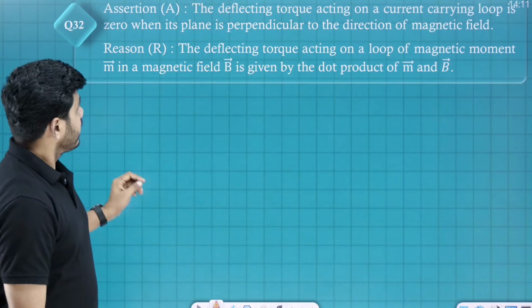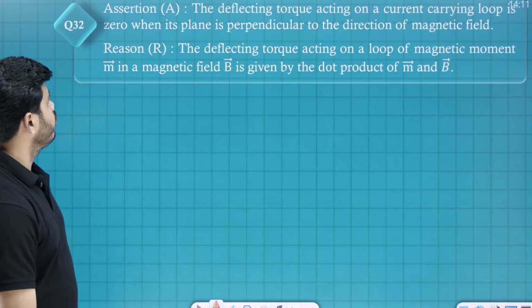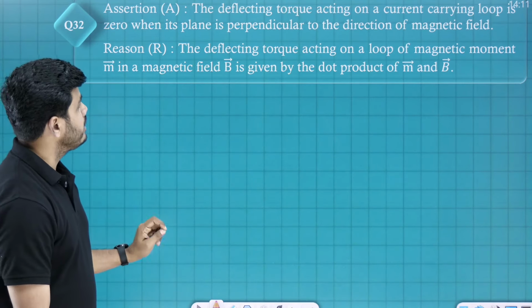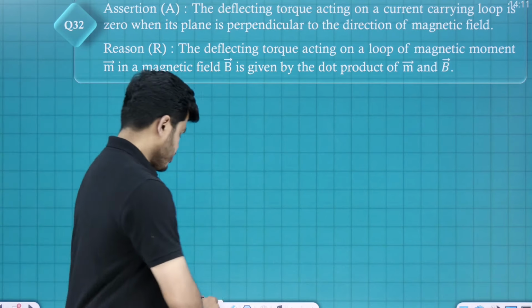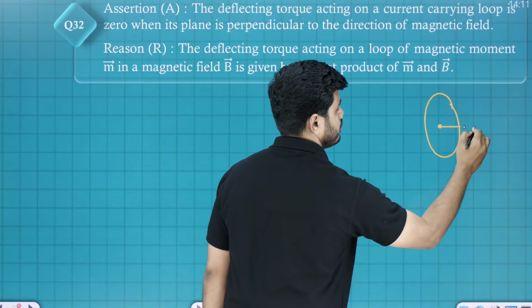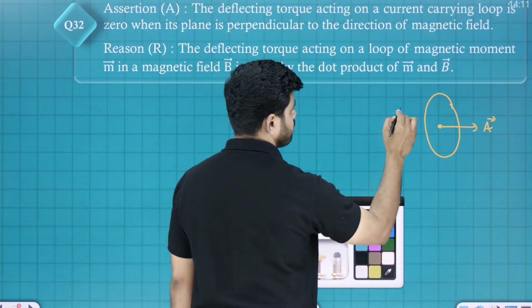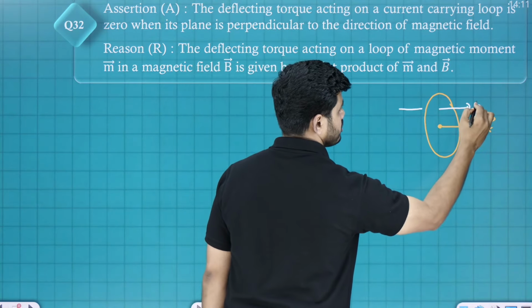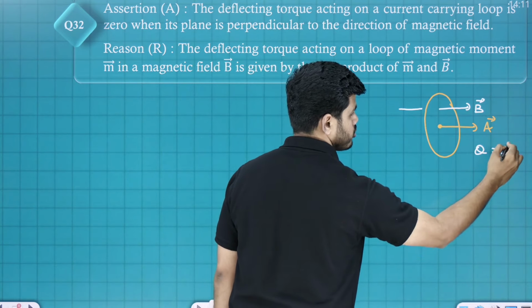Once again, the deflecting torque acting on a current carrying loop is 0 when its plane is perpendicular to the direction of magnetic field. See, we mentioned this before. Plane perpendicular to the magnetic field means, this is the area, and the magnetic field is perpendicular to this plane. So this is how the magnetic field is represented. Angle between the two is going to be 0. Theta is equal to 0 degree.